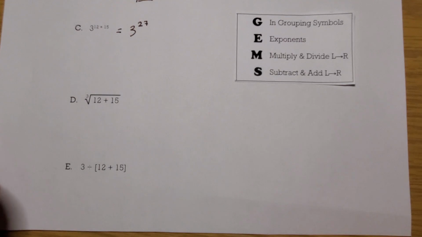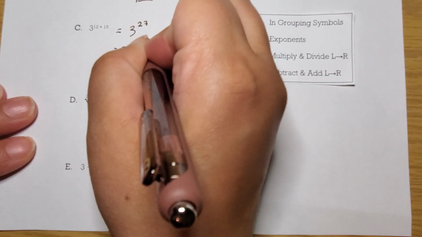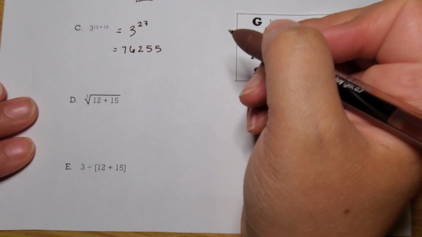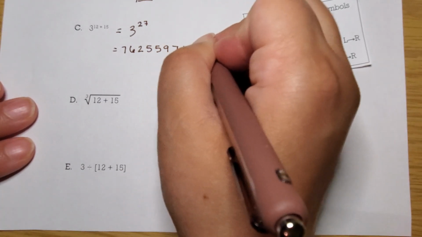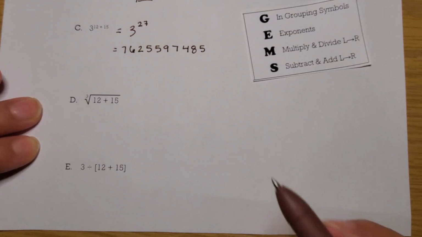We get a 76255, 97485. Now the power that's on the calculator, it says E12.